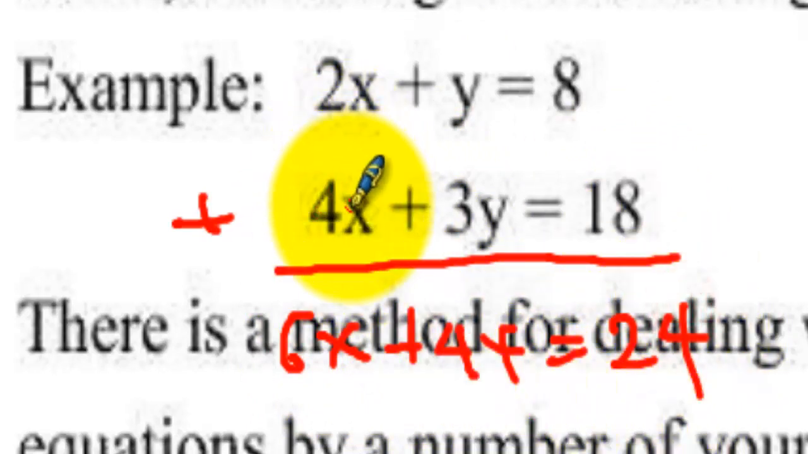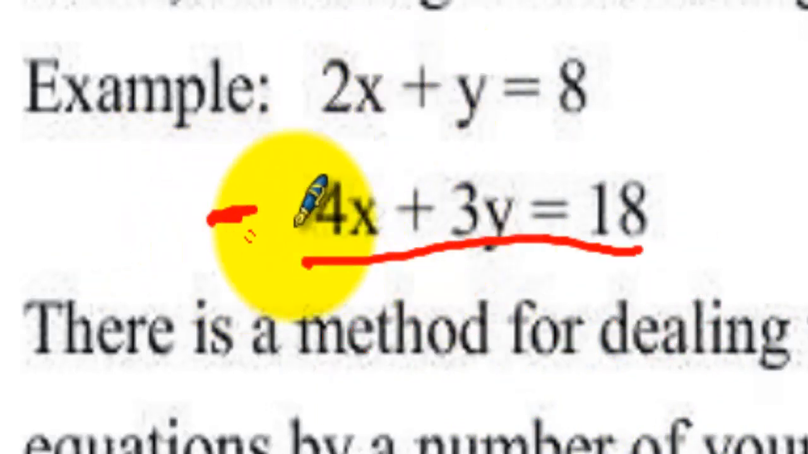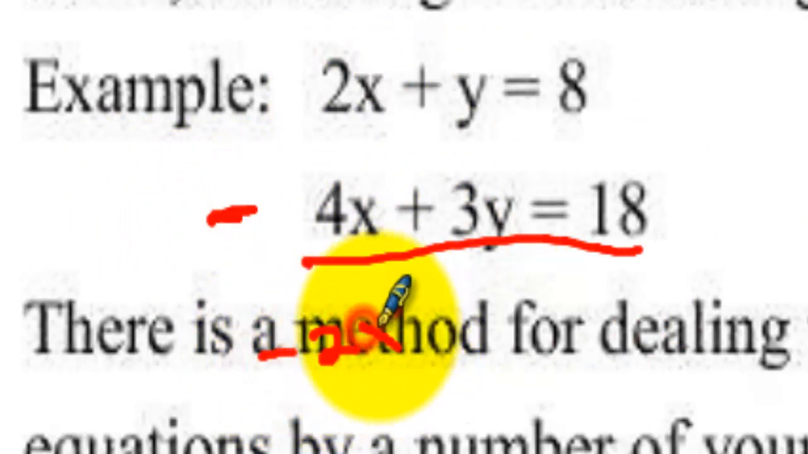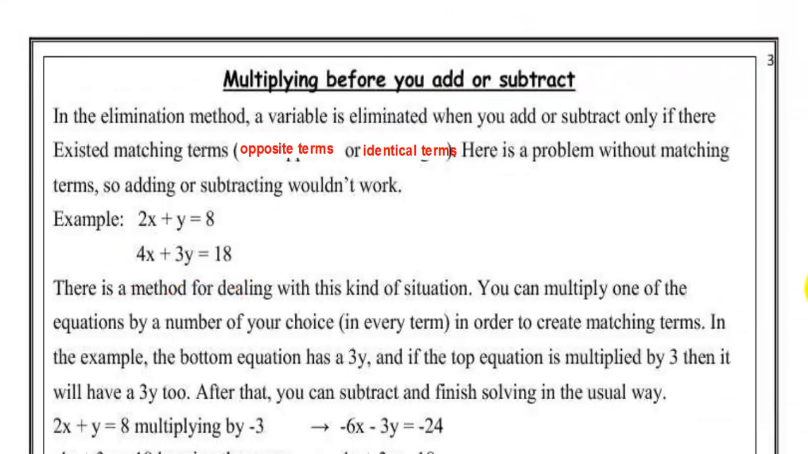Now, we were not able to eliminate the x or the y variable. Same thing if you're going to subtract. We'll get 2x minus 4x is negative 2x. y minus 3y is negative 2y. 8 minus 18 is equal to negative 10. Again, none of the variables were eliminated. So how are we going to deal with this type of system using the elimination method?